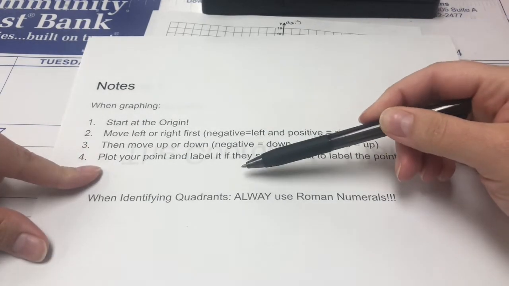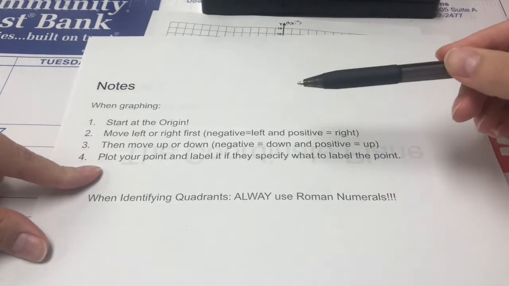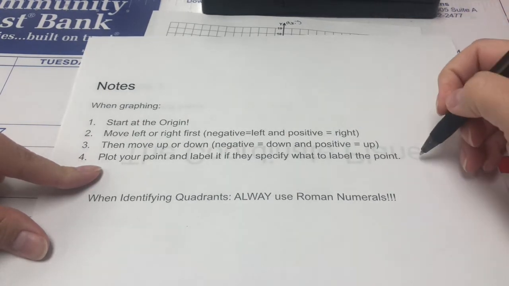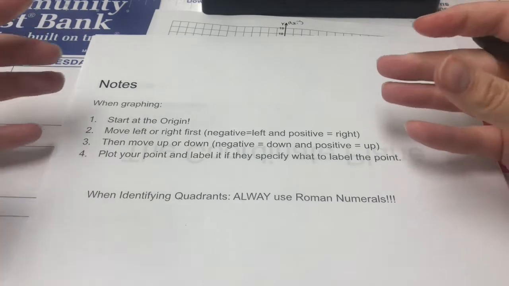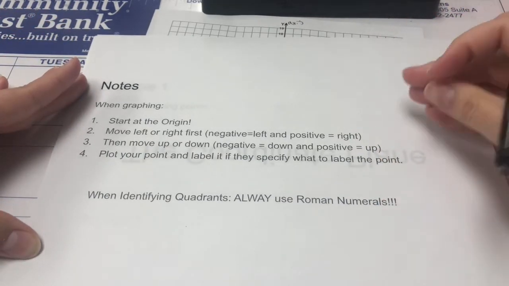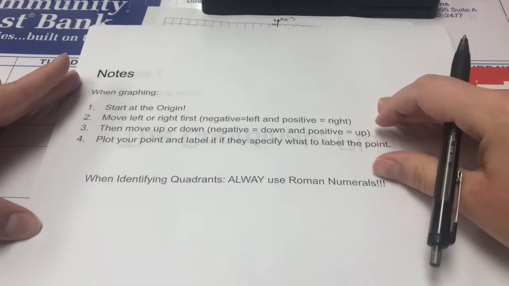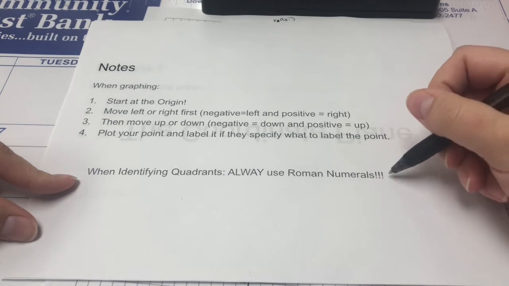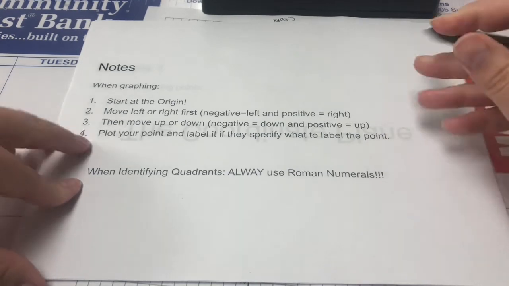Then you're going to plot your point. Most of the time they will tell you what to label your point. So make sure you label it so that the reader or whoever's grading your paper knows that this is point A or point B. And another fun note, when identifying quadrants, always use Roman numerals.